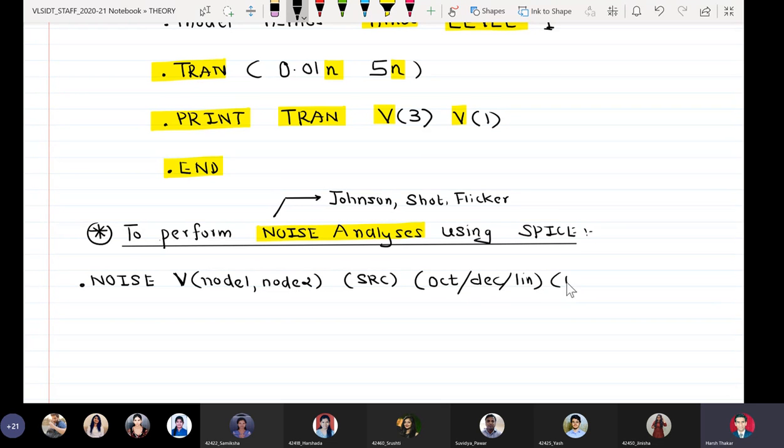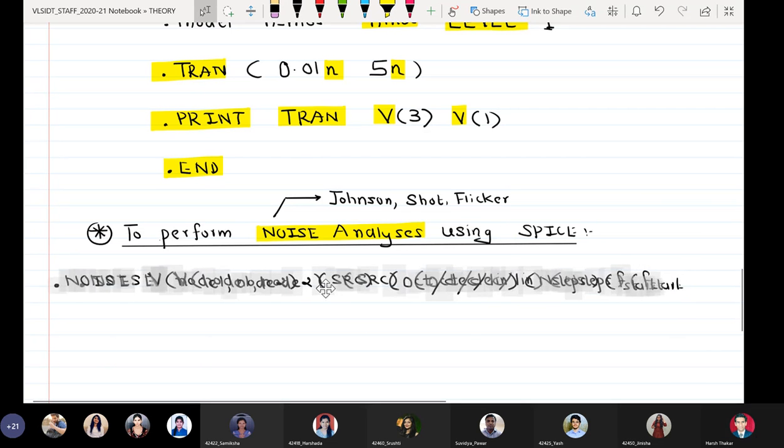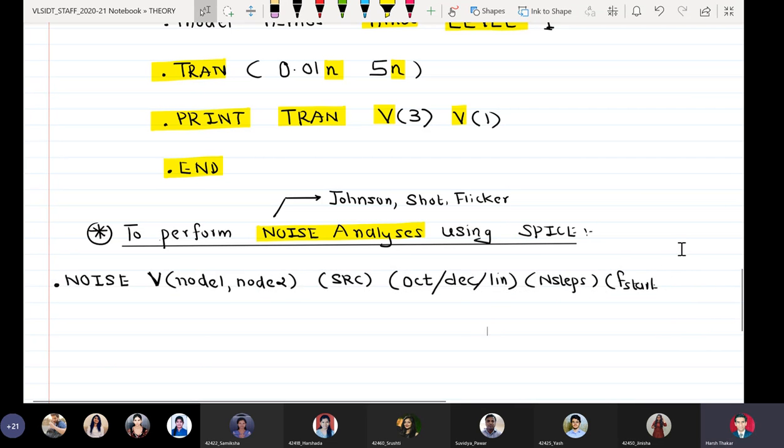Then we have number of steps, step size. Then we have f start, and we can have f stop, right? And we have f stop. Okay, so it's very simple.